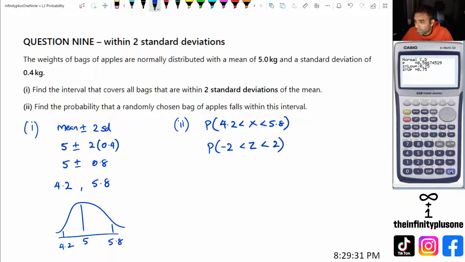All right, so we're going to go into our stat mode, and then what are we going to do? We've got 4.2, 5.8, standard deviation is 0.4, and then the mean is 5. As you guys can see, the lower limit and upper limit is -2 and +2. And then our probability is 0.95. So we can just write this as 0.9545.